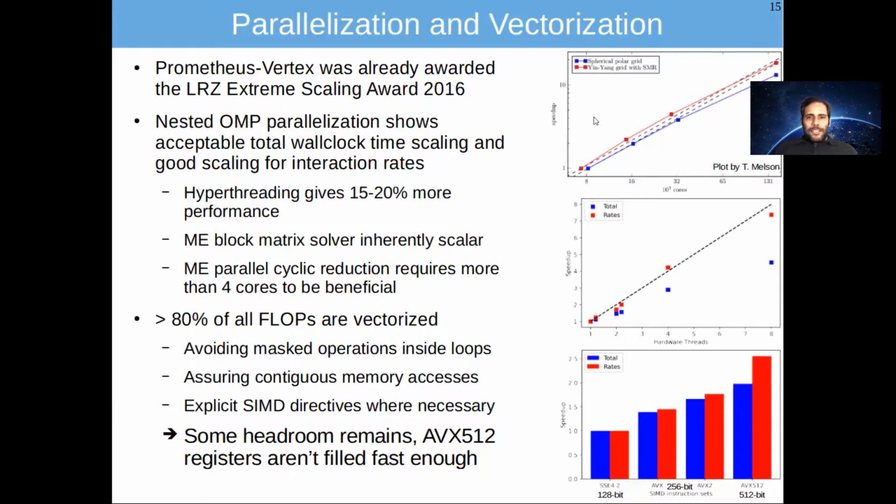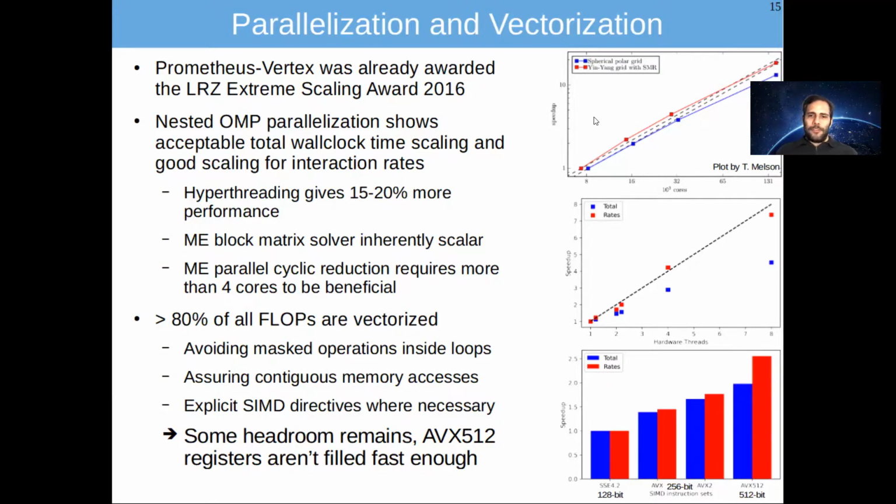In terms of the parallelization efficiency, we've already demonstrated perfect MPI scaling of Prometheus-Vertex at a previous LIZ extreme scaling workshop. We have now also spent more work at improving the intranode scaling using our nested OpenMP implementation. The takeaway here is that the compute-limited parts of our code benefit the most with nearly linear scaling. However, the memory bandwidth-limited parts still lag behind. This is also a consequence of the moment equation block matrix solver being inherently scalar, and the cyclic reduction only reaching parity at 4 cores and beyond. This leads to a performance gap between 1 and 4 cores.